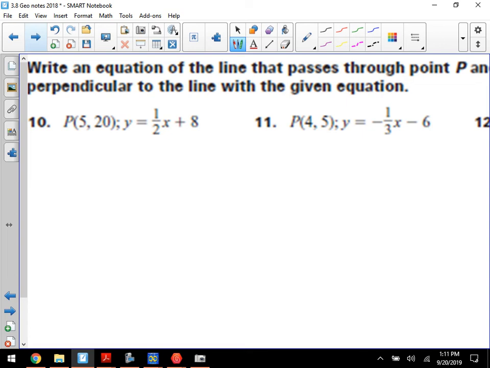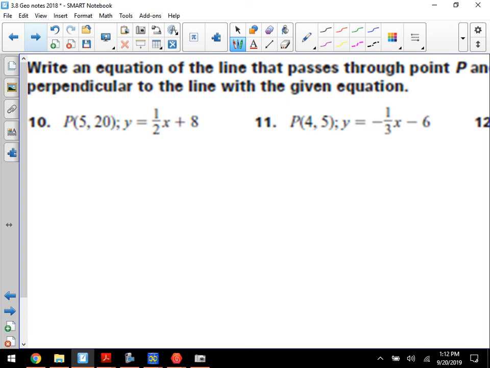See how it says, write an equation of the line that passes through point P and is perpendicular to the line with the given equation. That's what your instructions will always look like. It will tell you perpendicular. It will tell you parallel. It won't have the little symbols in there usually, unless it's something I write out or type in, because that's too many letters to type. Okay? So you'll always know what you're doing.